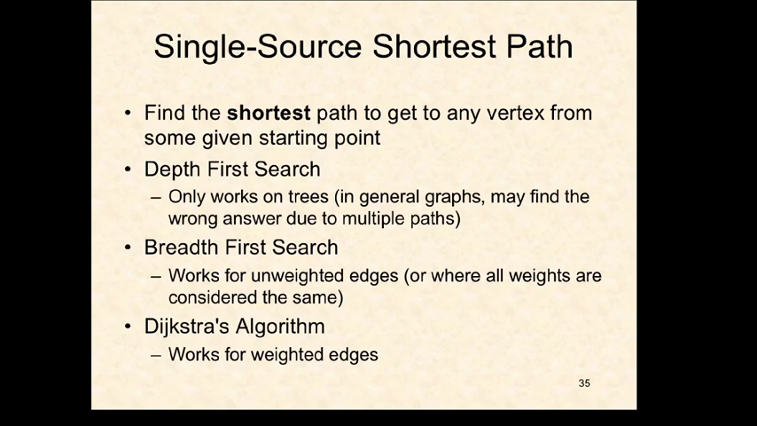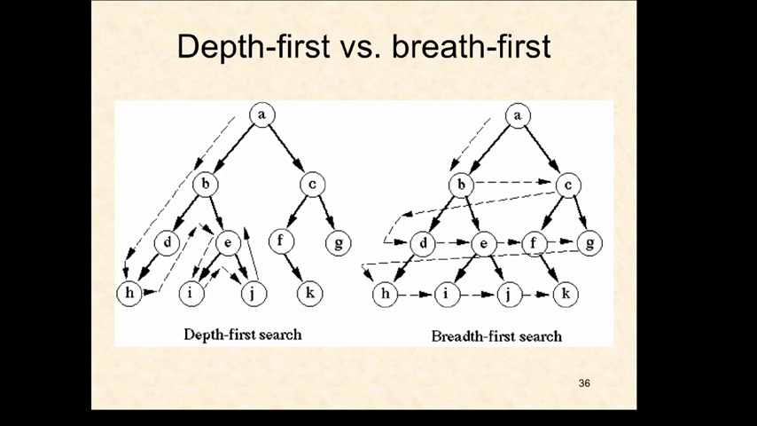So for the harder problem of a general graph where there might be cycles and there's different weights on each edge, then we need Dijkstra's algorithm. And we're going to come back to Dijkstra's algorithm later on. So here's just an example of how the depth first and breadth first proceed. And we already talked about this earlier when we did the different things with trees.